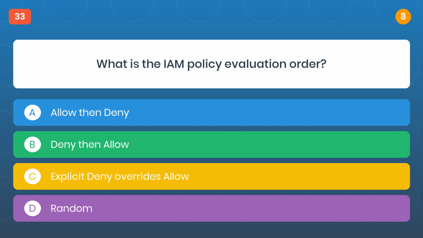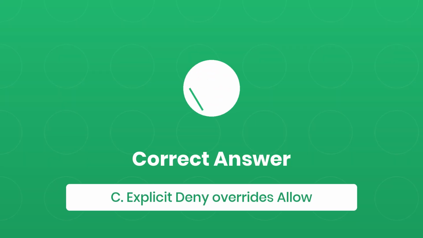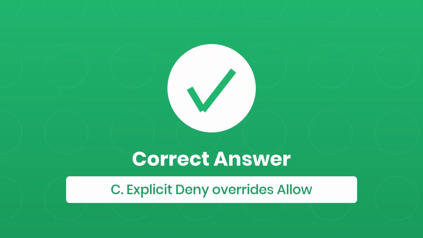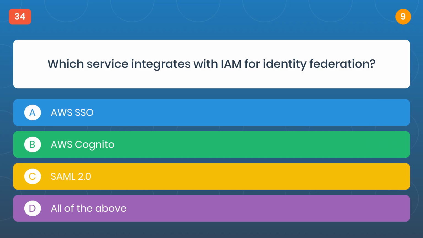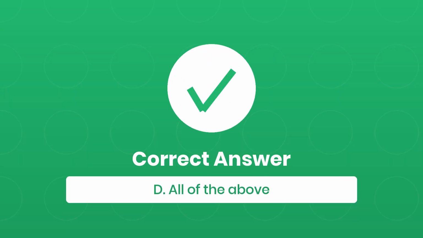Question 33. What is the IAM policy evaluation order? The correct answer is C, explicit deny overrides allow. Question 34. Which service integrates with IAM for identity federation? The correct answer is D, all of the above.